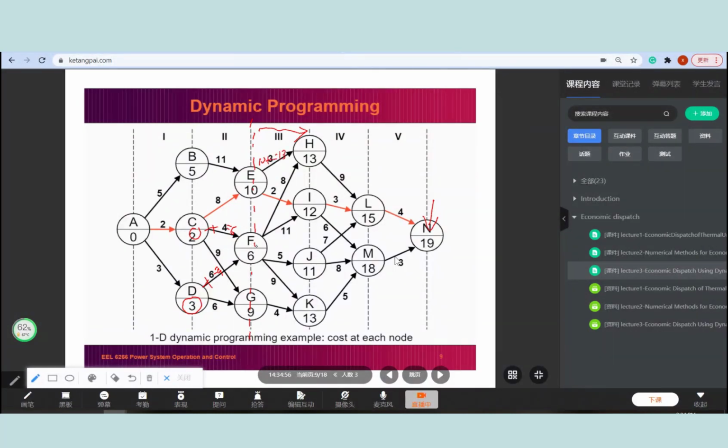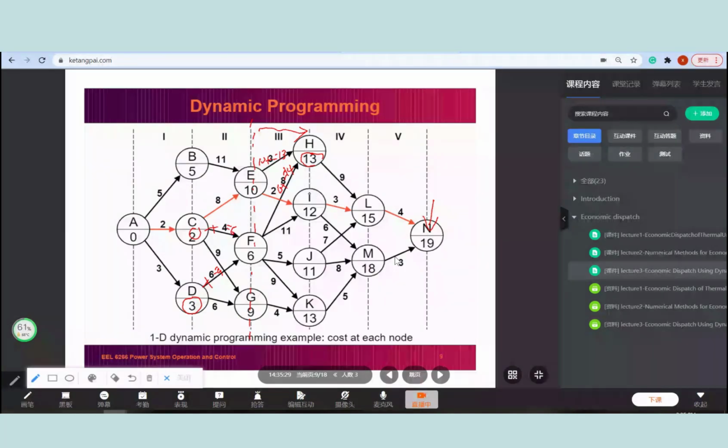If you travel from F to H, because here the best cost is 6, it will be 6 plus 8 equals 14. So 13 is smaller than 14. So if you travel to H, this path is better. So for H, the best cost is 13, and the path will be E to H. How to get E? Of course, C to E. And how to get C? From A. So the best path will be like this to H.